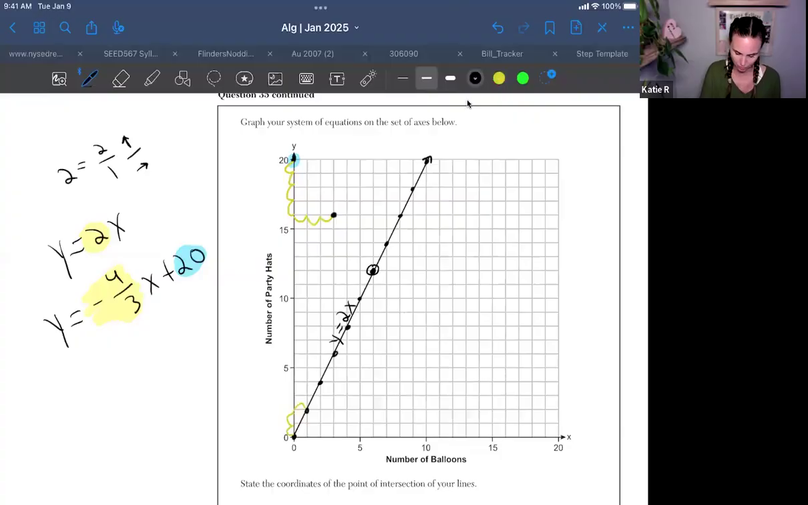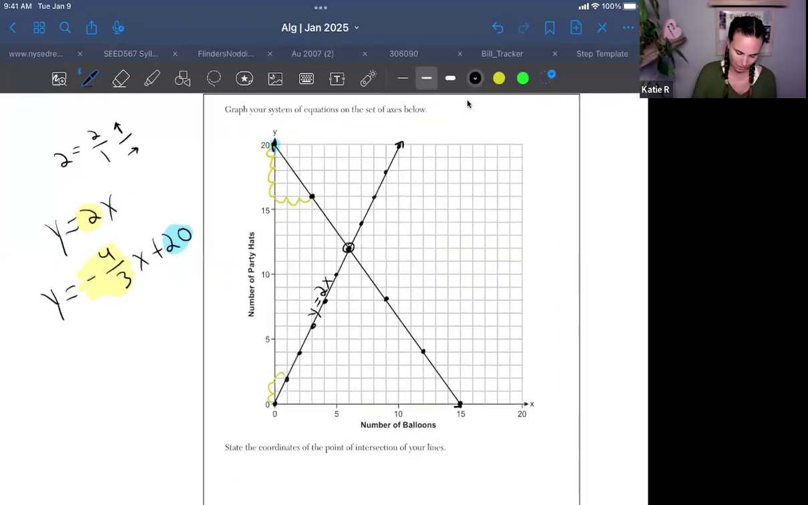I have plenty of room here, so I am going to continue my points and make sure that I'm going. Label that. Like I said, as long as you have one labeled, then you're fine. But I always like my students to label both.